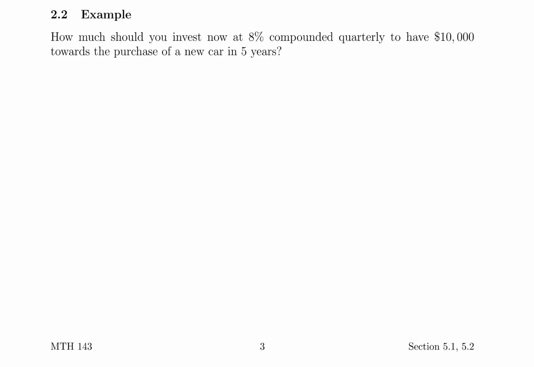Let's take a look at another example using compound interest. How much should you invest now at 8% compounding quarterly to have $10,000 towards the purchase of a new car in 5 years? So first off, based on the question, how much should we invest now? That tells us we're trying to solve for P.